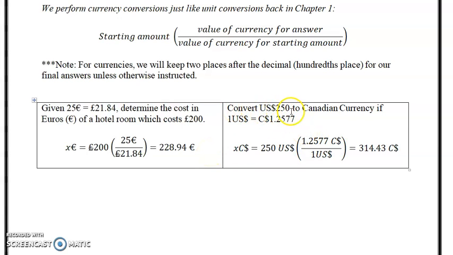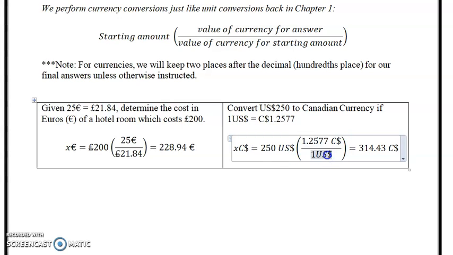Convert US $250 to Canadian currency if one US dollar is worth $1.2577. I know there are four places after the decimal, but with currency exchanges, sometimes it's even more than that. It'll just depend on the information or where you got the conversion factor. So just use what you're given. We're looking for Canadian dollars, so we put X number of Canadian dollars is equal to 250 US dollars.